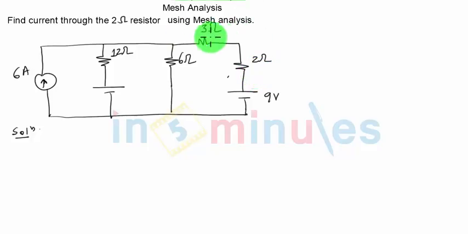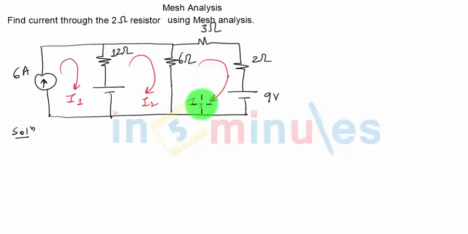Before that, because we have to use mesh analysis, let us identify the meshes that we have. You can see it's a very simple circuit with already 3 well-defined meshes. So this is mesh number 1. Let me define the current through this mesh as I1, the current through the second mesh as I2, and the current through the third mesh as I3. So we have taken 3 clockwise currents through all the 3 meshes.